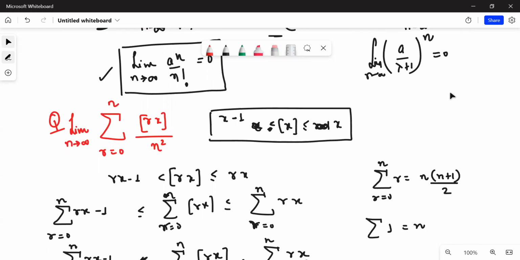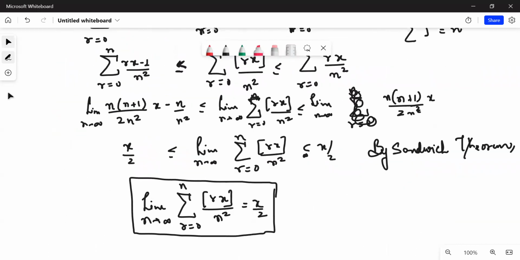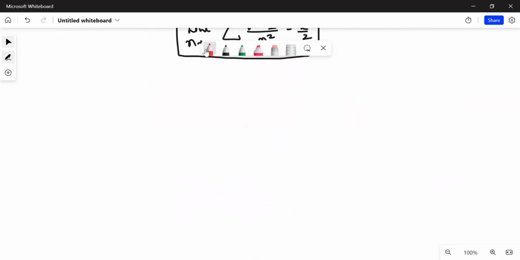So let us do a few more questions. It's not actually based on the sandwich theorem, but just to check, I'll do it anyway. But just one of the concepts I want to reiterate today also.